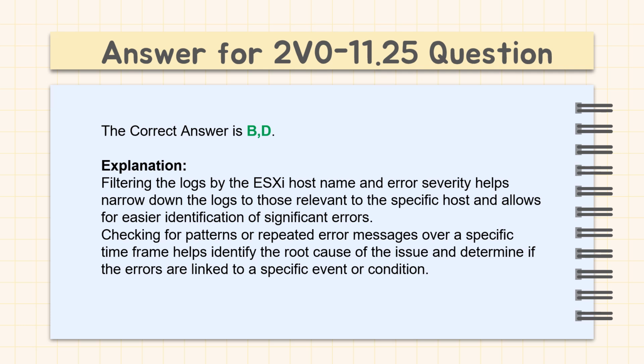Filtering the logs by the ESXi host name and error severity helps narrow down the logs to those relevant to the specific host and allows for easier identification of significant errors. Checking for patterns or repeated error messages over a specific time frame helps identify the root cause of the issue and determine if the errors are linked to a specific event or condition.